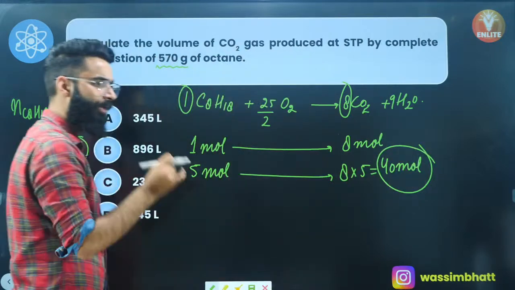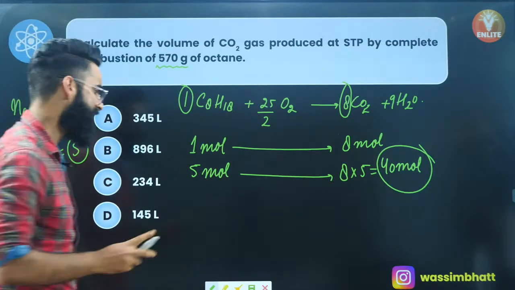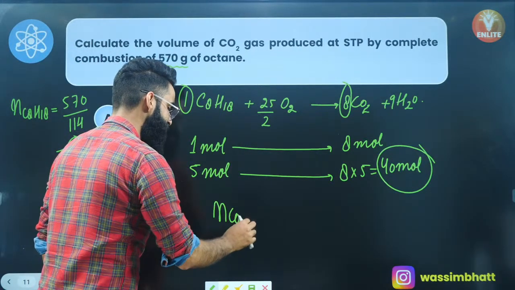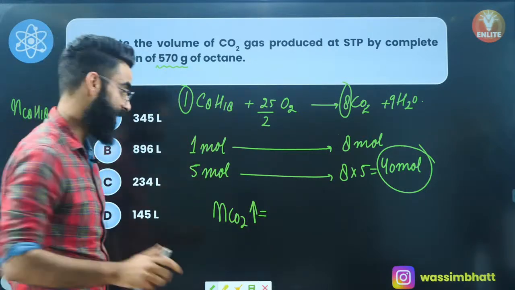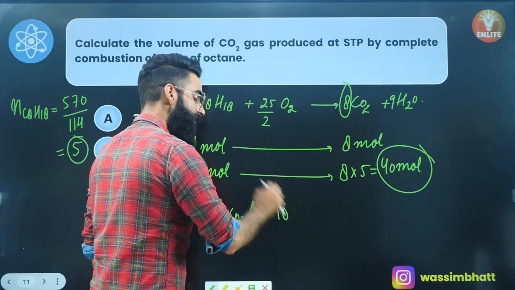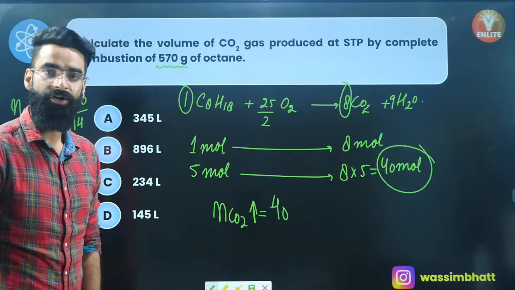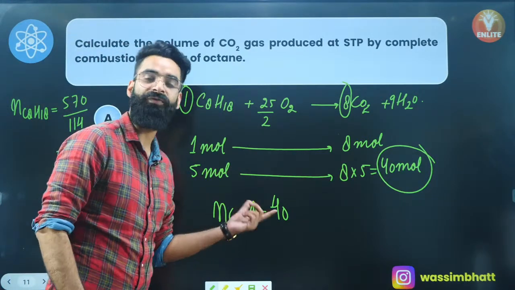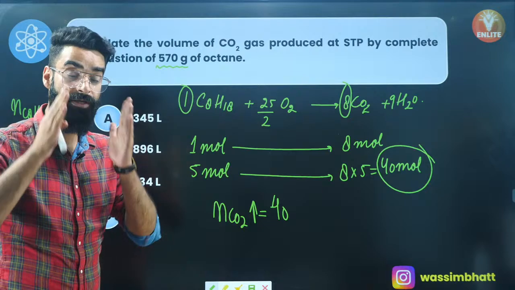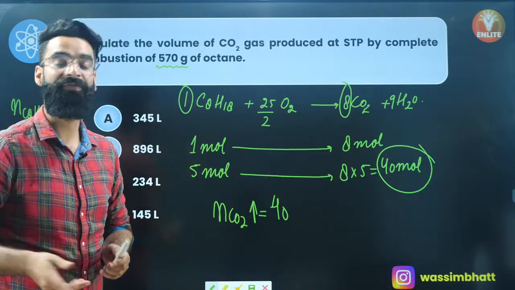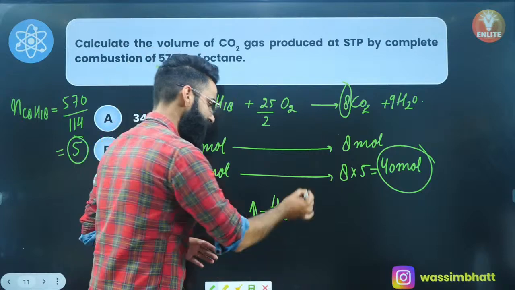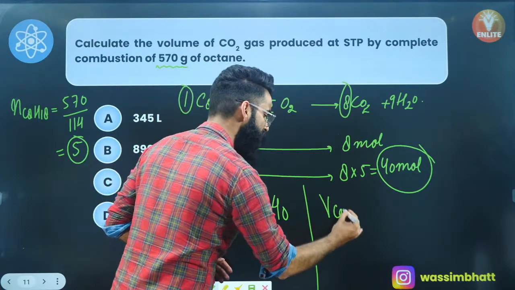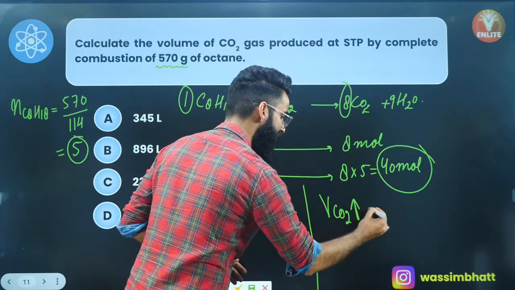So you got to know exactly the number of moles of carbon dioxide liberated when we do the combustion of 5 moles of octane. How many moles of carbon dioxide are liberated? 40 moles, right? Now that you know the moles of carbon dioxide liberated, as per the question you need to calculate the volume of carbon dioxide liberated at STP. So I would want you guys to convert the moles of carbon dioxide into volume at STP.